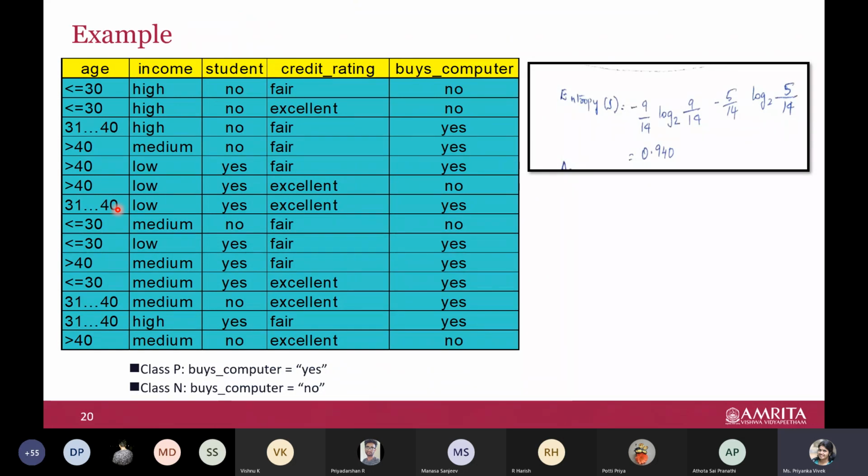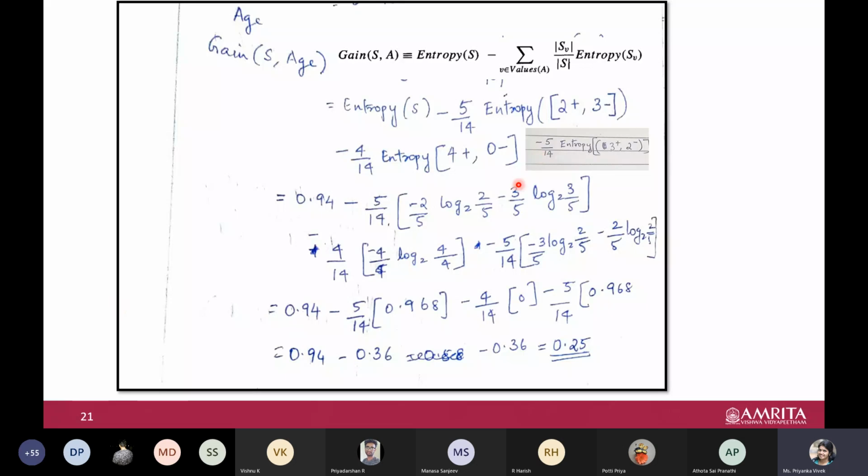Somebody can say, we have 4 instances which have ages 31 to 40, out of which how many are positive, how many are negative? All are positive. So we'll write 4 positive, 0 negative. Okay, so that is what we have written. So entropy of 4 plus, 0 minus.